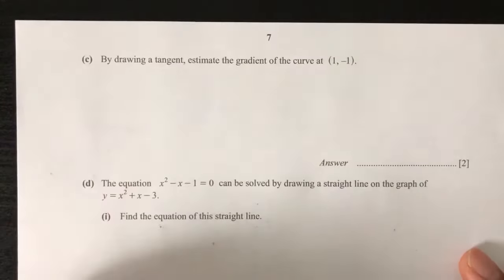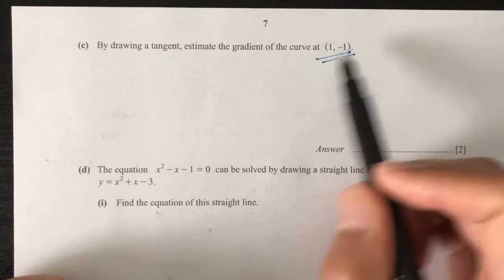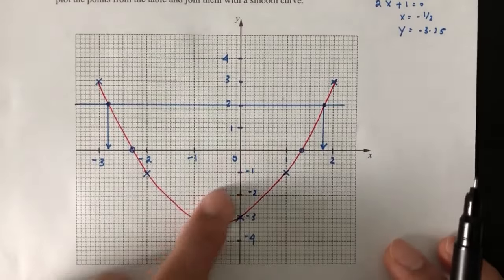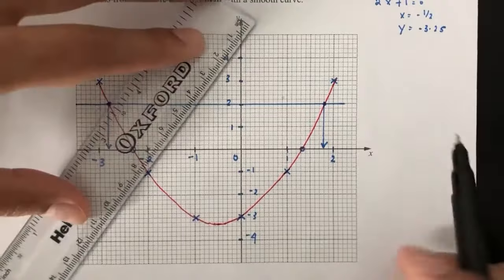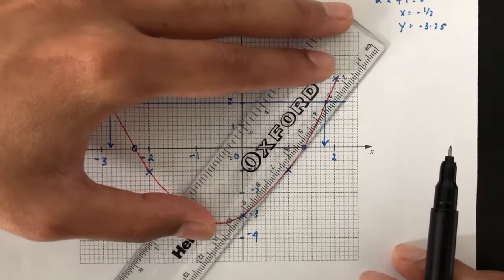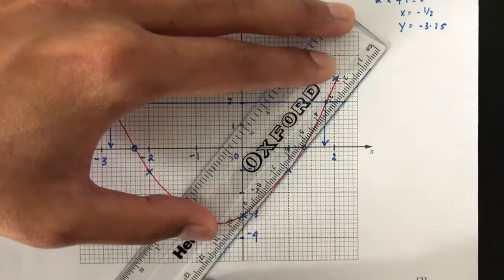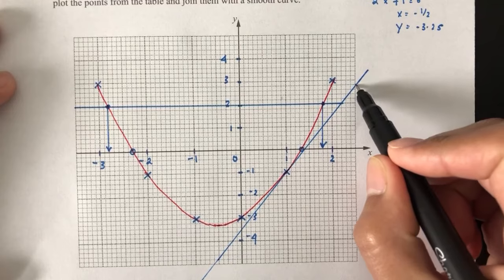So part C, by drawing a tangent to the curve at this point, find the gradient. So the point is 1, minus 1. 1, minus 1 is this point. So let's draw a tangent to this point. So it has to be something like this. So let's find one point up. It goes through this point.